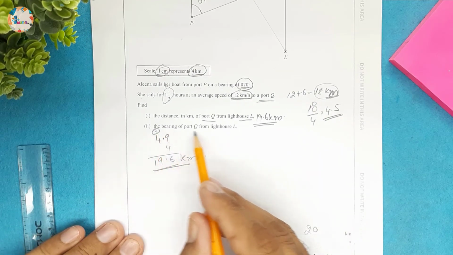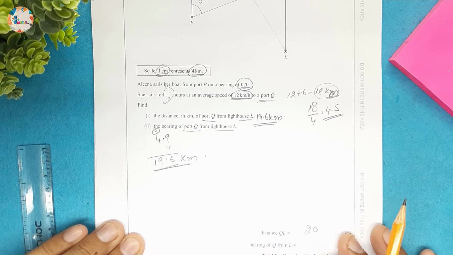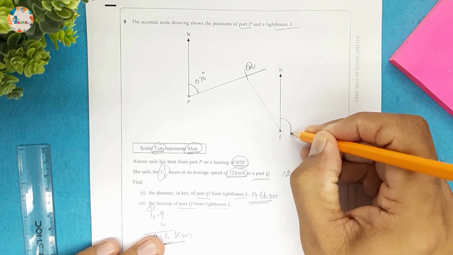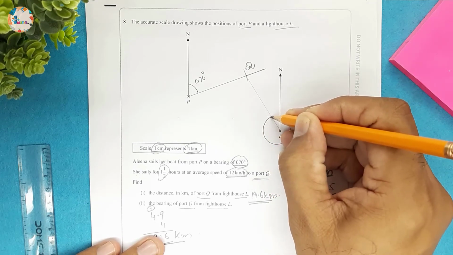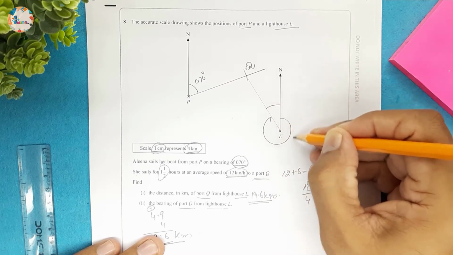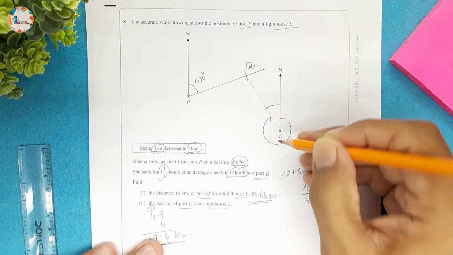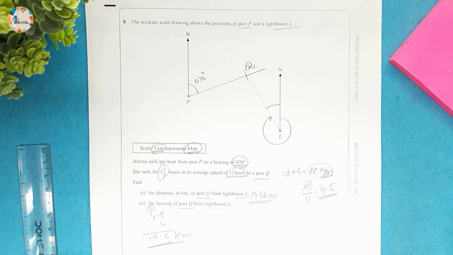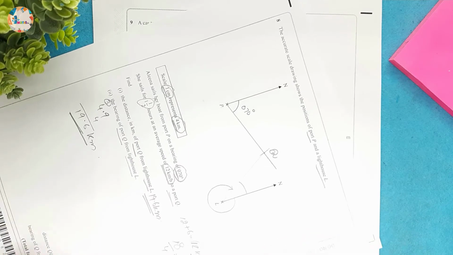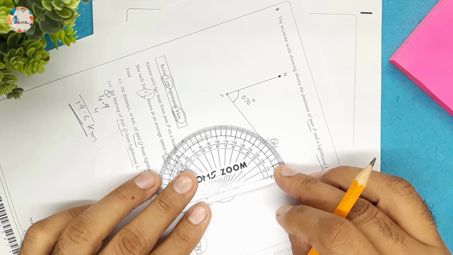And you can join these 2 points, this point and Q. Then they are saying the bearing of port Q from lighthouse L. So the bearing will be starting from here till this point. So this angle we will subtract from 360, and that will be the answer to this one. So now we can rotate the page again, and after rotating this page we can check this angle which we have to subtract.